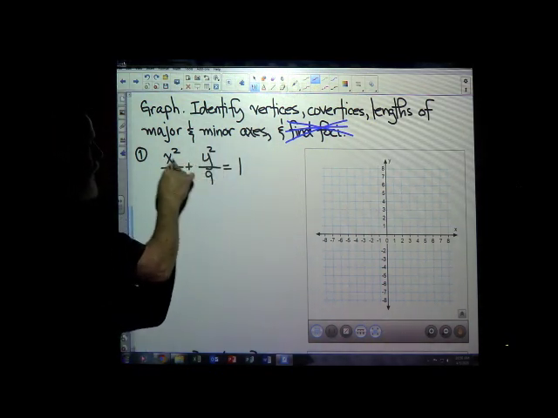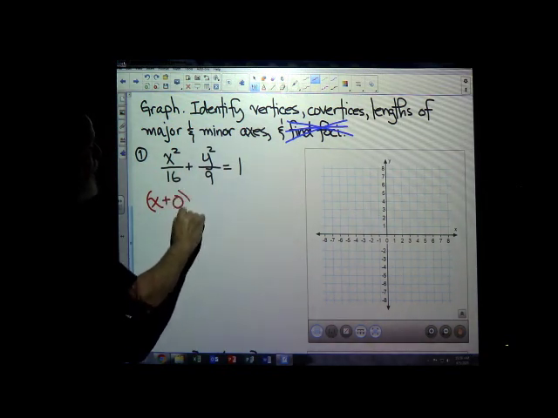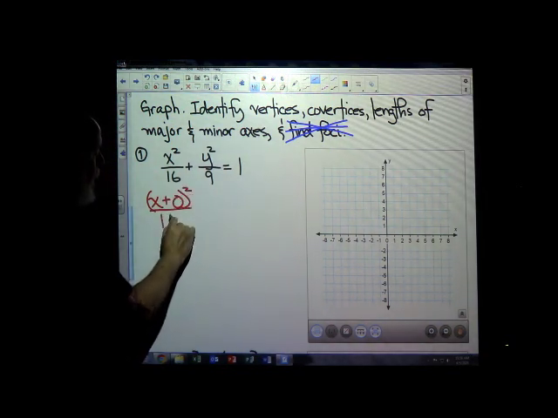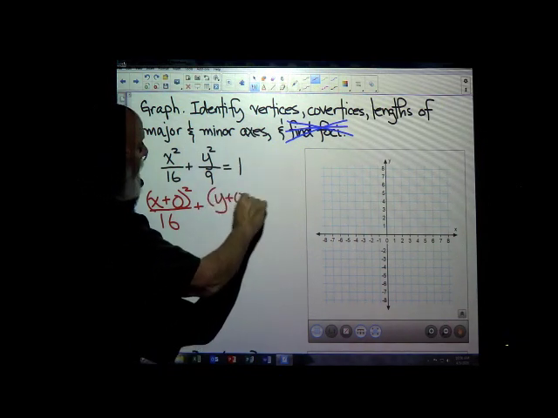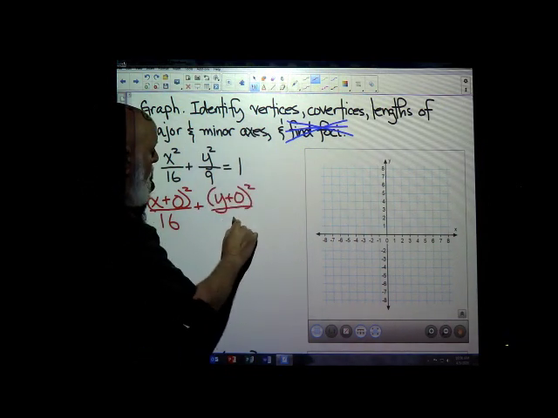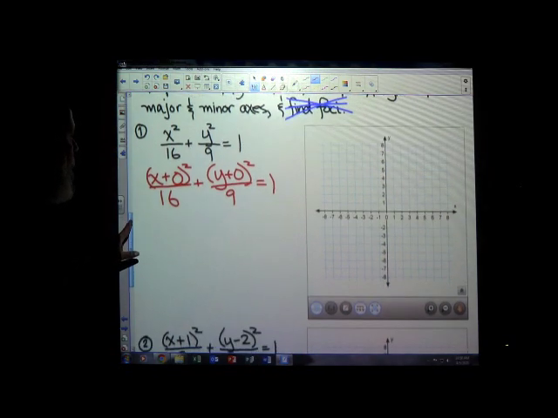Just like with the circle, I can think of x squared as x plus 0 squared over 16, plus y plus 0 squared over 9, is equal to 1. Just like we did with the circle. That was our first lecture.